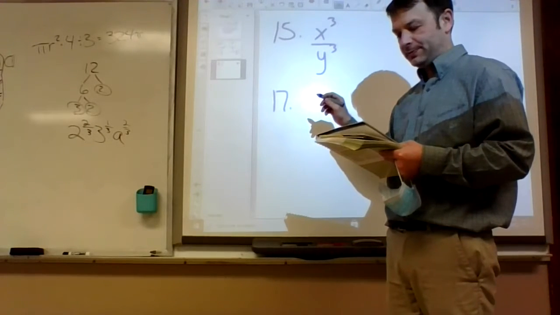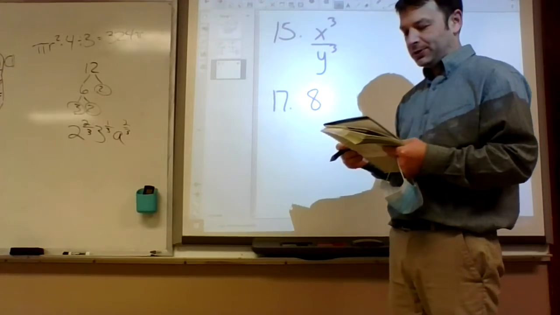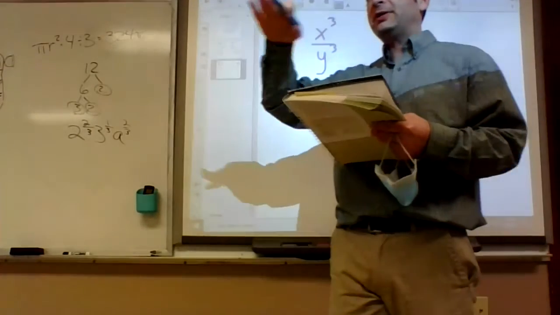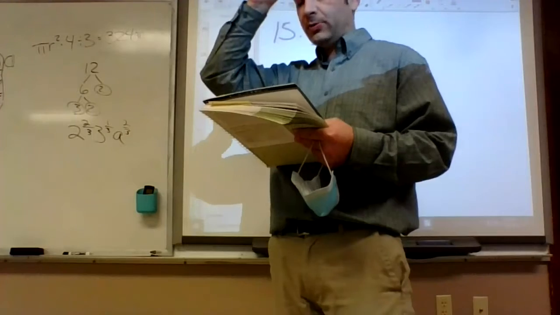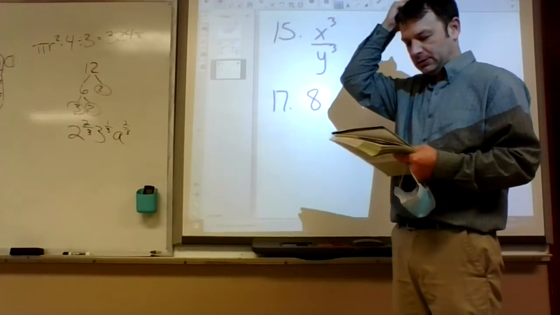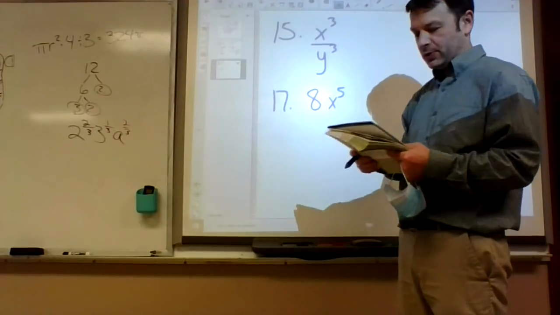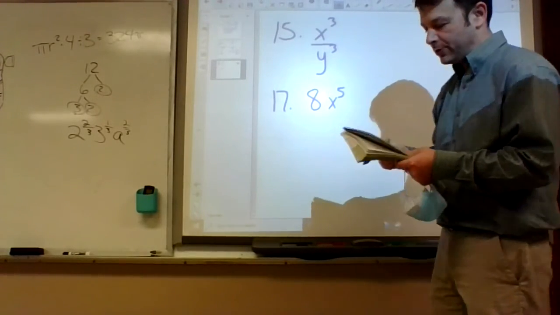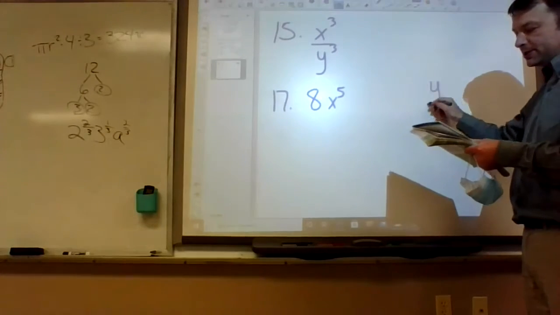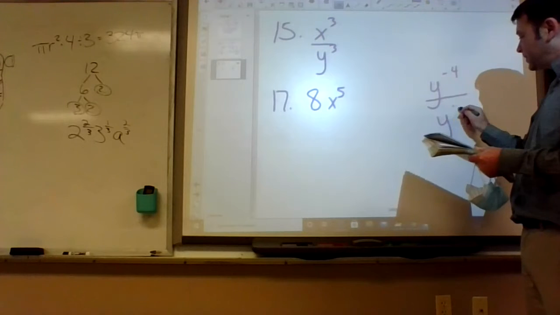On number 17. 8. And then x to the 6. You could rewrite this with the division bar if you wanted to, but what's x to the 6 divided by x? X to the 5th. And what is y to the negative 4th? I'm going to write this off to the side. Divided by y to the 5th.